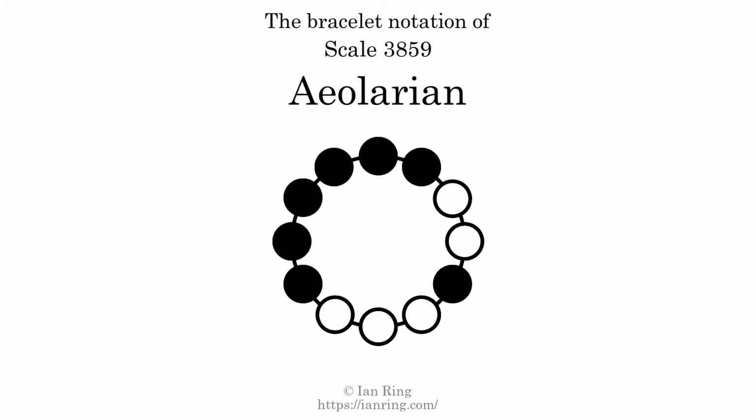This is a bracelet notation diagram of scale 3859. The shaded circles represent tones that appear in the scale, and they are read clockwise, starting at the top.